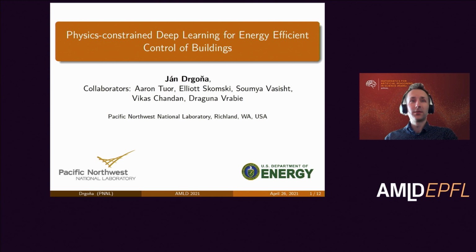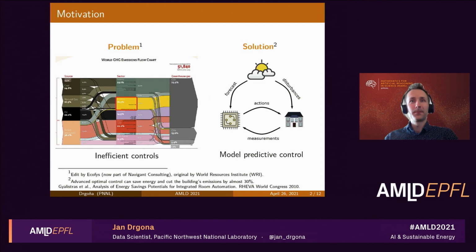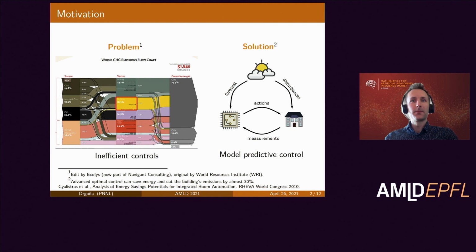So today I would like to talk about this building control problem and what we can do about it using physics-constrained deep learning. Basically, we have this problem with energy efficiency, and buildings generate loads of greenhouse gas emissions, almost 20%. One of the contributing factors is energy-inefficient building controls.